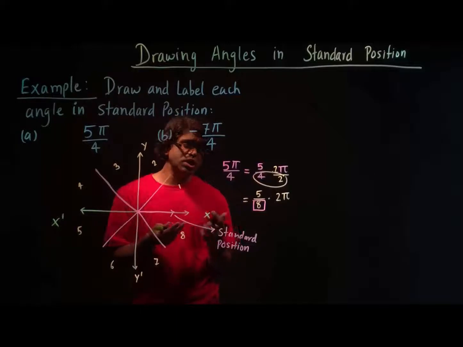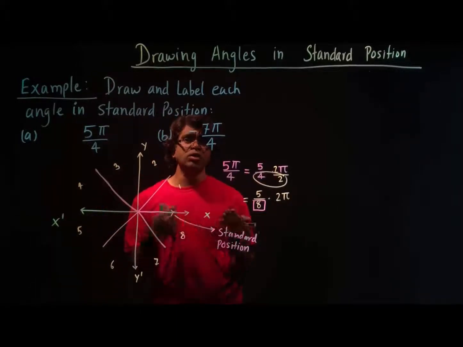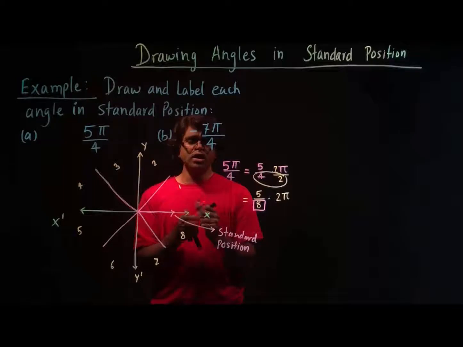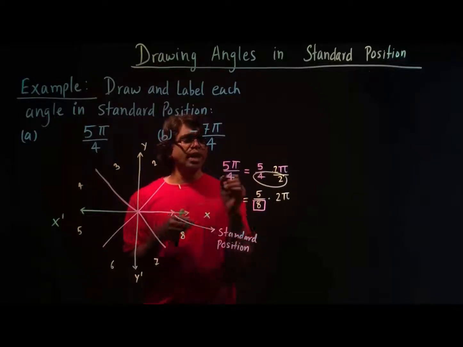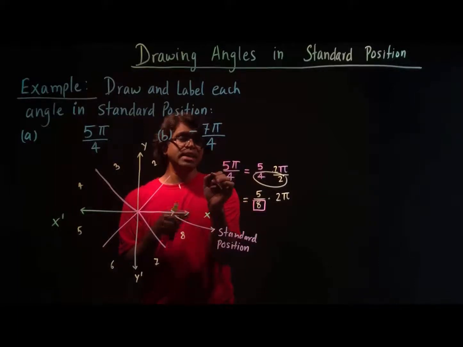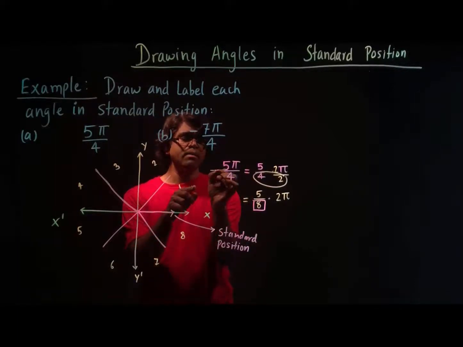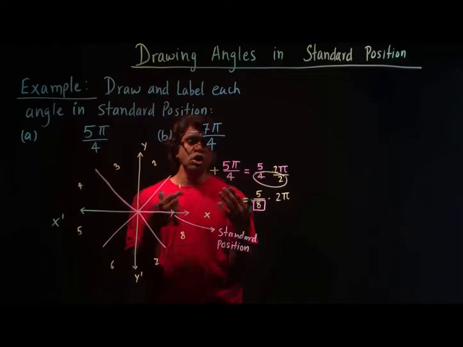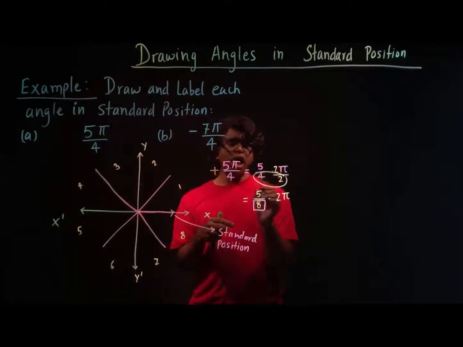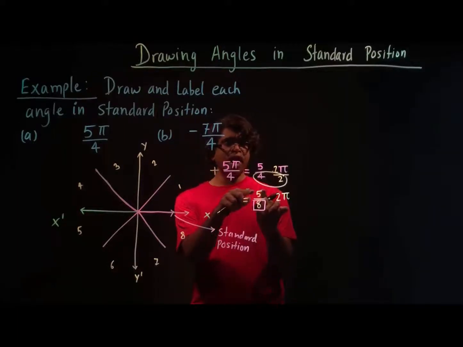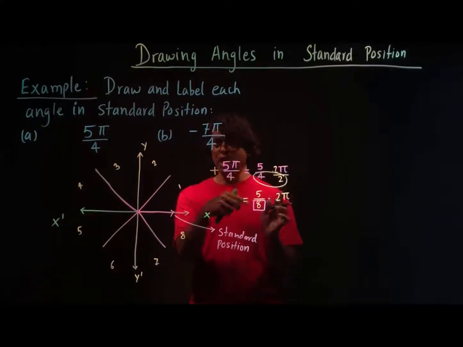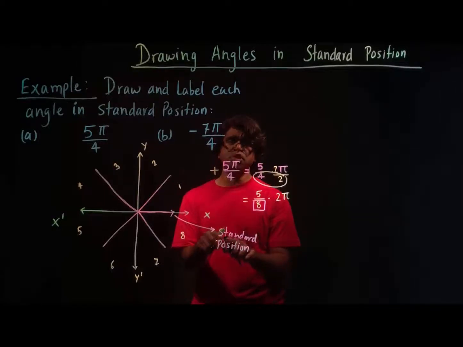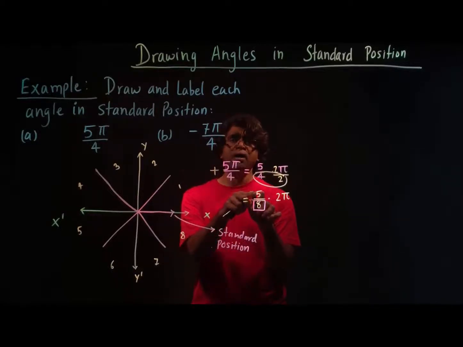Now my next question is, how do I know if I'm going counterclockwise or clockwise? Let's look at the angle, 5 pi over 4. What sign do I have? It doesn't say anything, which means I have a positive sign. And when my angle is positive, I need to go in the counterclockwise direction. How many parts do I need? I need 5 out of 8. So let's start counterclockwise from the standard position and count 5 parts out of 8 parts.